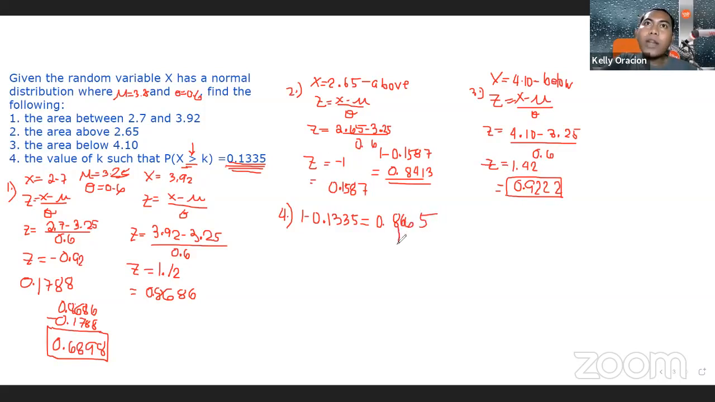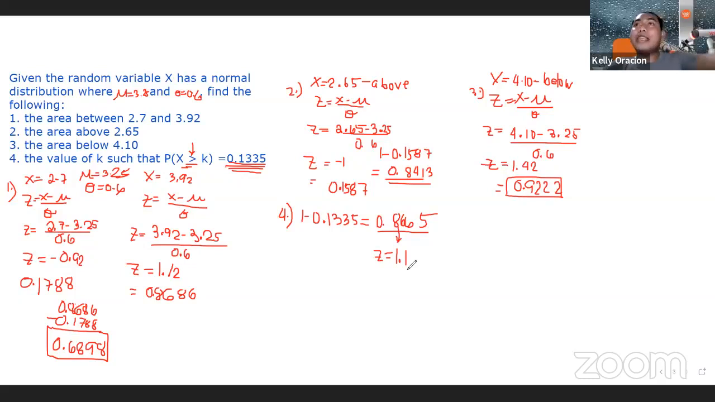Then, what is the value of this one in z-score? Hahanapin nyo yan siya sa z-score. 0.8665. Saan banda sa z-score? Kindly check 1.1, kindly check 1.5. Di ba? 0.8665, that is the value of z-score 1.1.